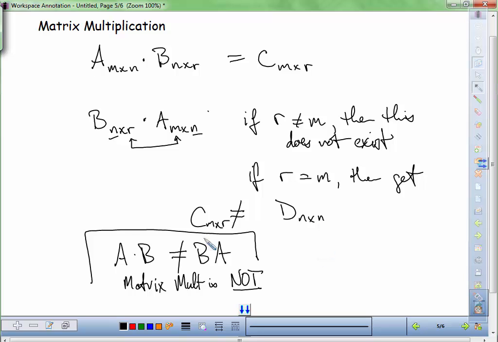They might equal each other, but it's not a guarantee. Yeah, it would be by accident. It would be a high coincidence if that ever happens.